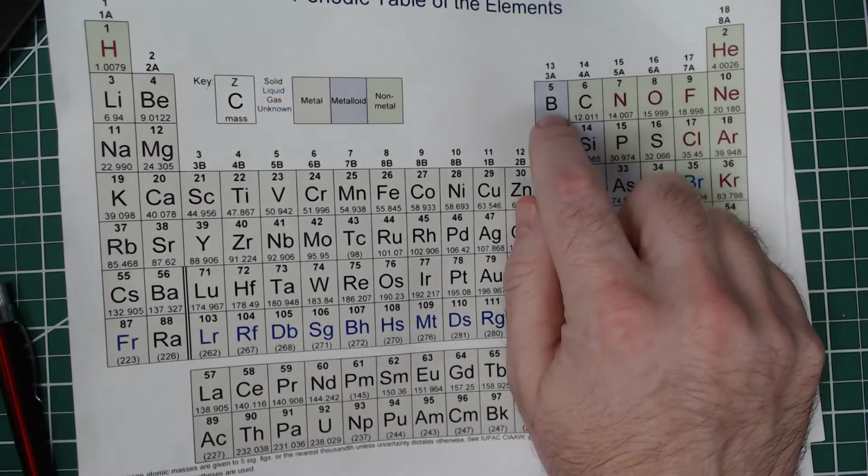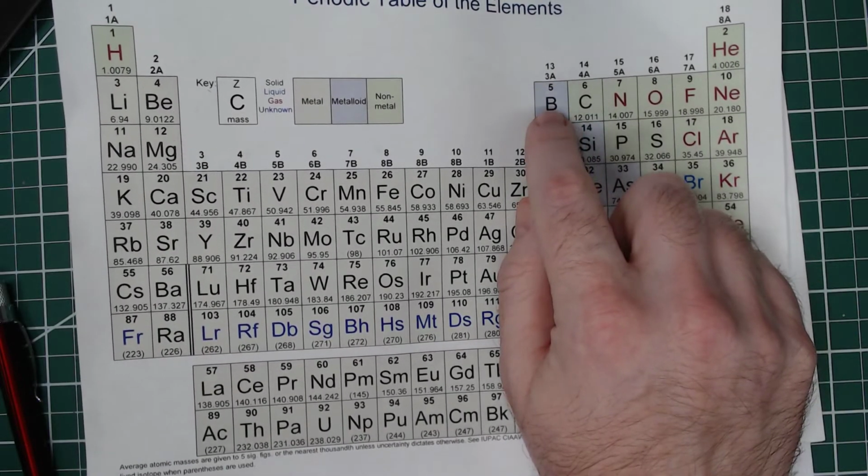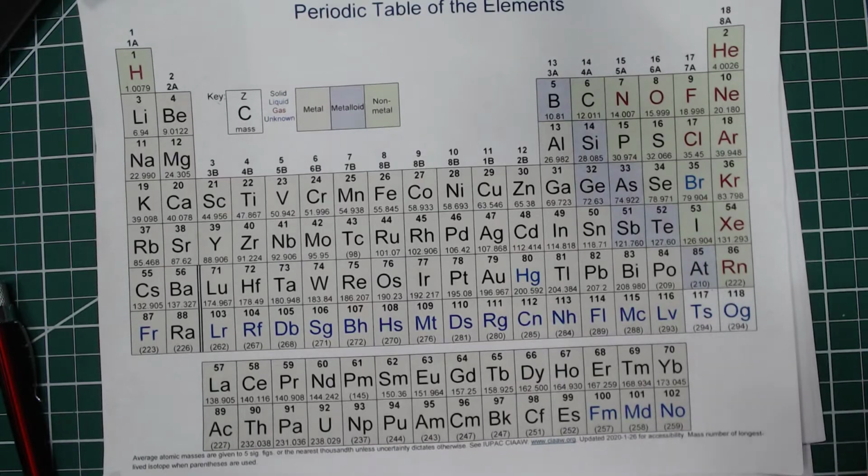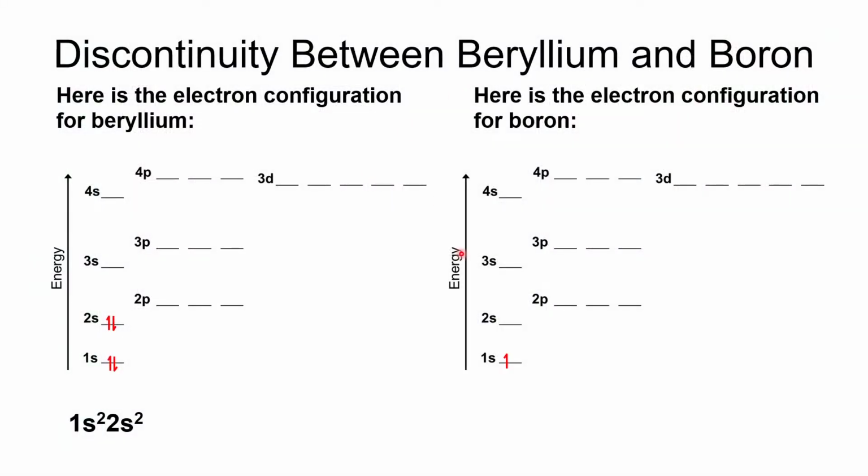come back over here. Here's boron, and it has an electron in the 2p subshell. So in the 1s, there's 2 electrons there, 2 electrons in the 2s subshell, and then we put 1 additional electron into the 2p subshell. And so that electron configuration is going to be 1s2, 2s2, 2p1.